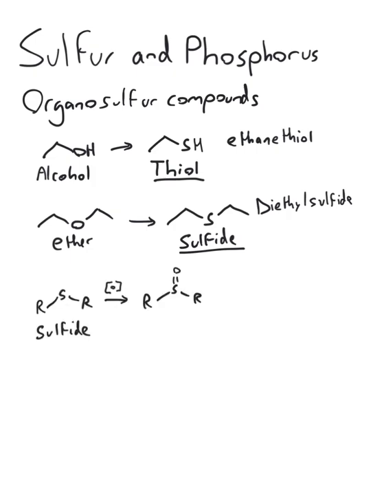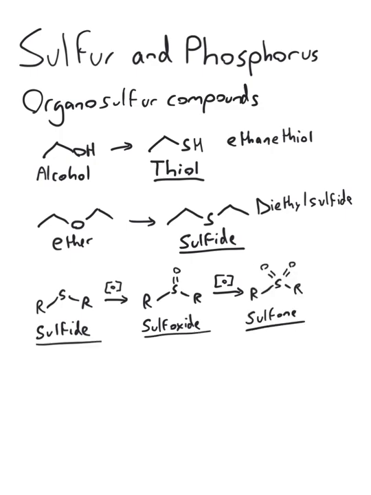If we oxidize the sulfide once to give it a double bond oxygen, it becomes a sulfoxide. If we have two oxygens on it, it is a sulfone. Know the difference between a sulfoxide and sulfone.